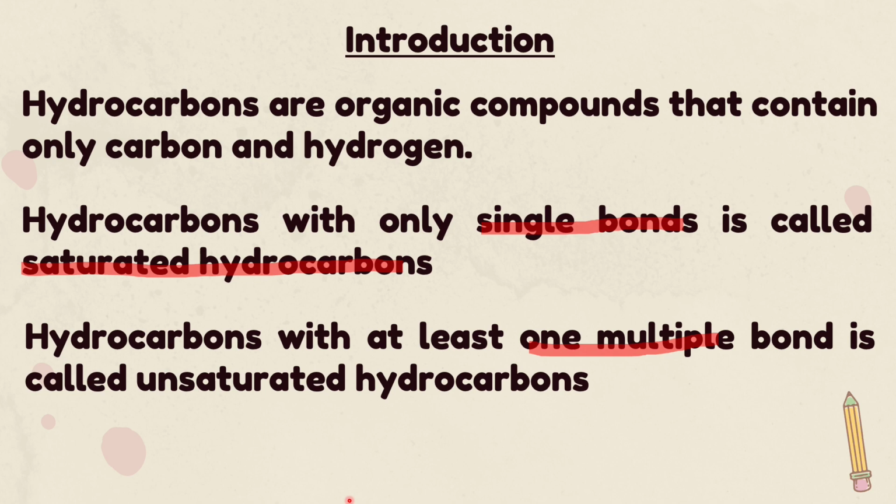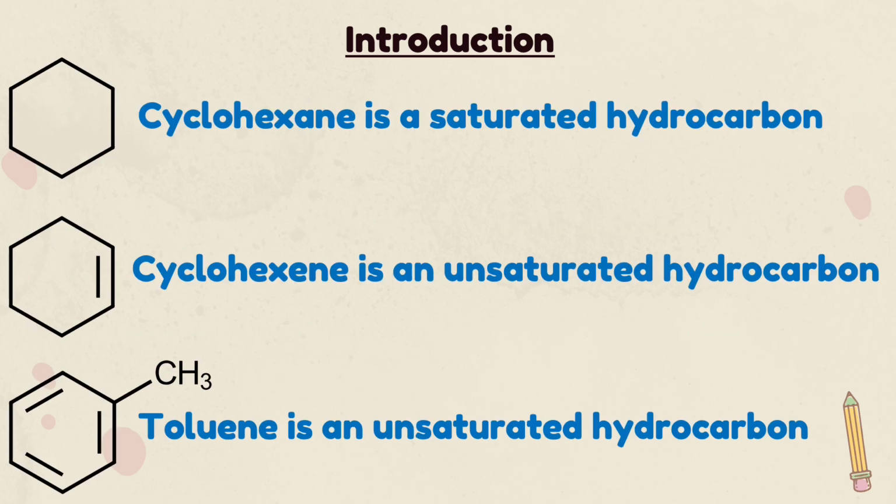itu kita panggil sebagai unsaturated hydrocarbon. So for experiment 4, we're going to use three different hydrocarbons. The first one is cyclohexane. If we look at the structure of cyclohexane, dalam cyclohexane itu kita hanya ada carbon single bond carbon dan juga carbon single bond hydrogen. In this case, the hydrogen and carbon tu saya tak tunjuk because this is the skeletal structure. So cyclohexane is a saturated hydrocarbon. Reason dia sebab apa? Sebab dia hanya ada single bond.